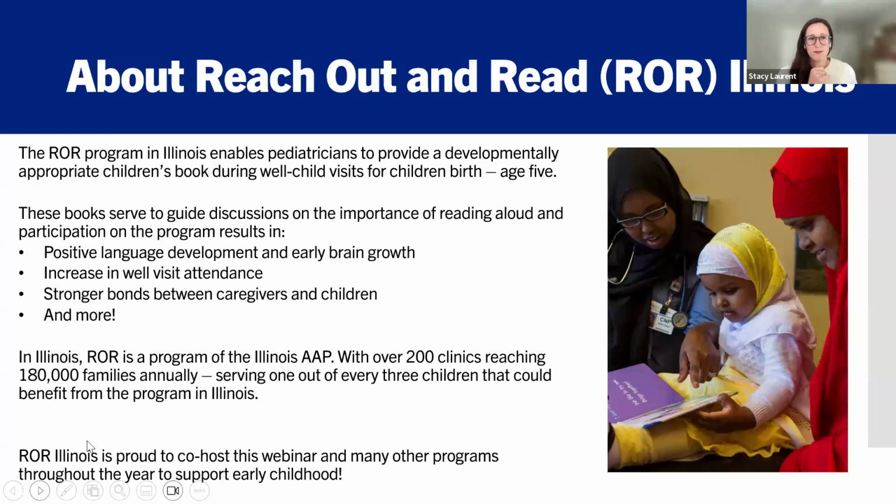So as you can see, right, our program here in Illinois is through the Illinois AAP. And we're reaching so many clinics and so many families. What I think is always startling, which is I think this is a great statistic to think that we're reaching 1 out of every 3 children that could benefit, but also we're only reaching 1 out of every 3 children, right? And so I think it's a program that we're always looking to grow and be able to share more about.